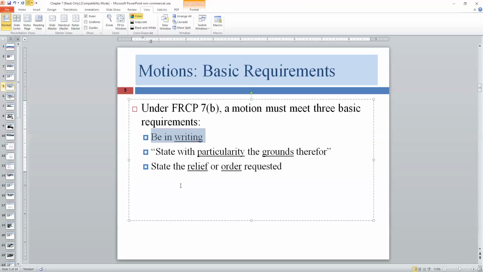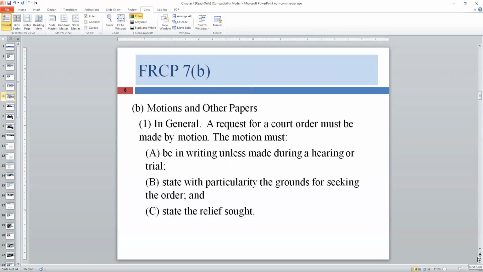What is it that you want the court to do or grant or tell the other side to do? What is the relief that you're seeking? What is that court order? What is that going to look like if you get what you want? Here's the actual rule. And again, as you will see, the Federal Rules of Civil Procedure are written to be quite easy to understand.